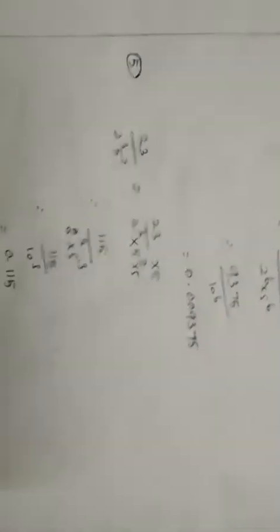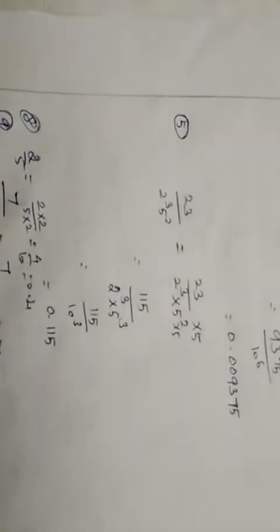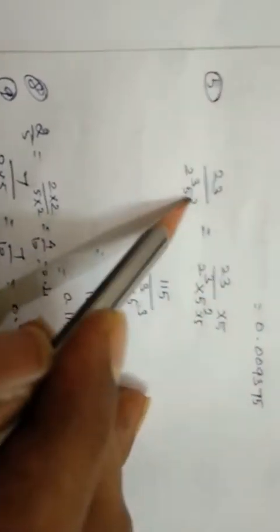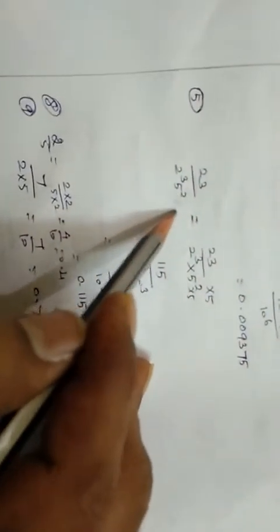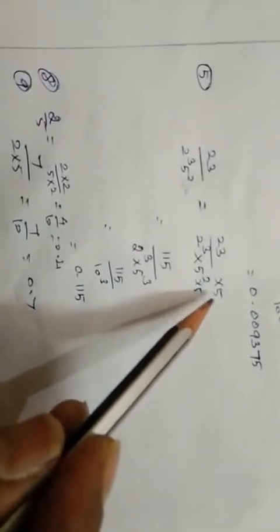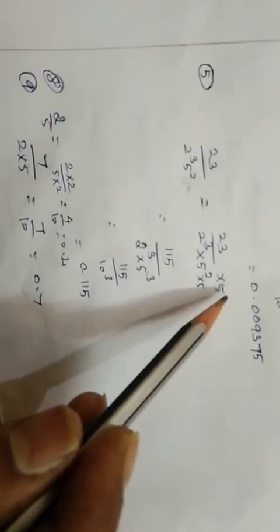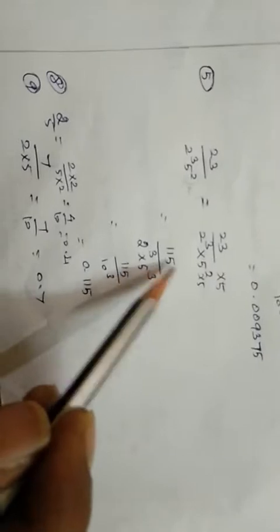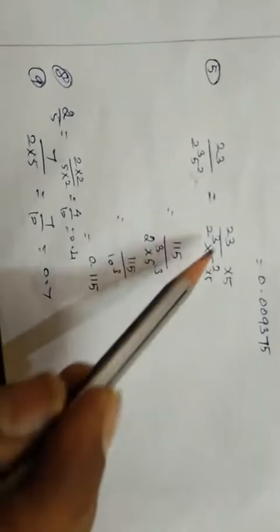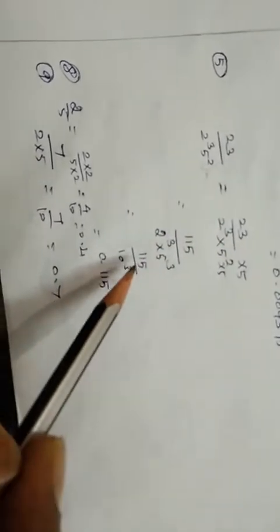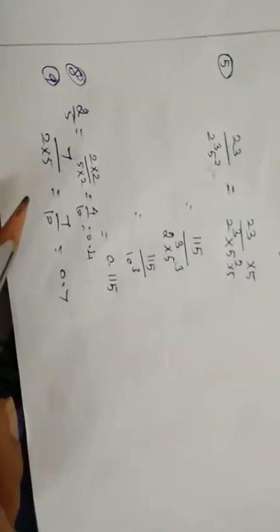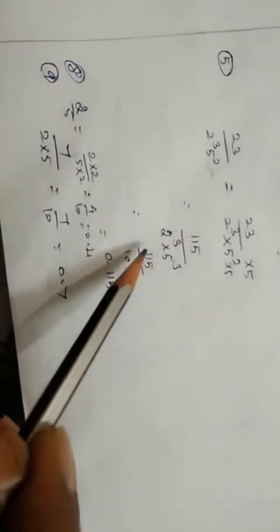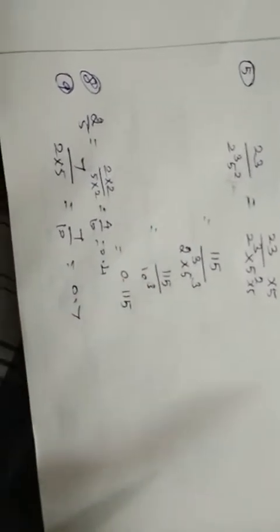this is the answer. Next, fifth problem, the same way, 23 divided by 2 power 3 into 5 power 2, power 3 and power 2. So here we need one more 5, so 5 power 1, so 5 we need to multiply. So 23 into 5 is 115, and the denominator 2 power 3 into 5 power 3, so 115 divided by 10 power 3. Now 10 power 3, so 3 decimals, so 0.115, like that, right?